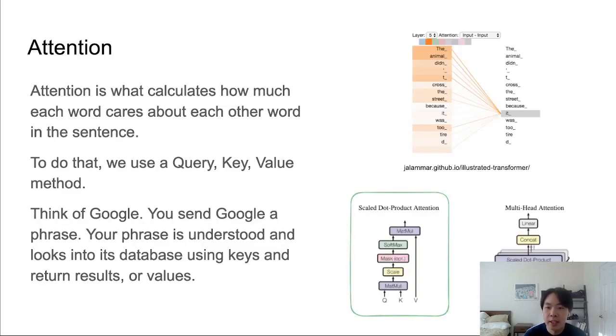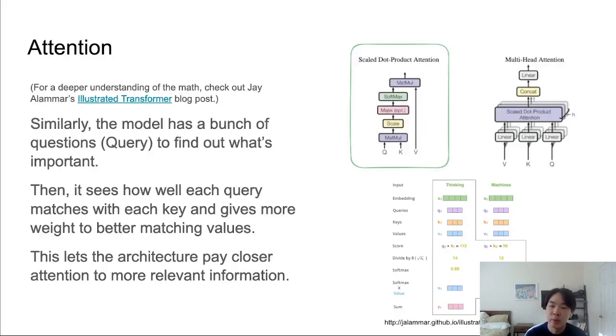What is attention? Attention is what calculates how much each word cares about each other word in the sentence. How we do that is we use a query key value method. So you can think of Google. If you send Google a phrase, your phrase is then understood and it looks into the database using keys and then returns values. So we do something similar.